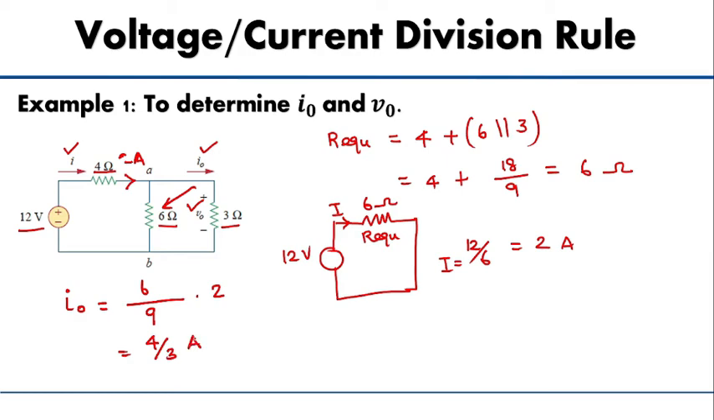Therefore, the current flowing through this resistor is 4 by 3 ampere, and the voltage V naught is given by the voltage across the 3 ohm resistor. We can write it by the formula I naught into R, that is I naught is 4 by 3 and R is 3, which gives you 4 volt.